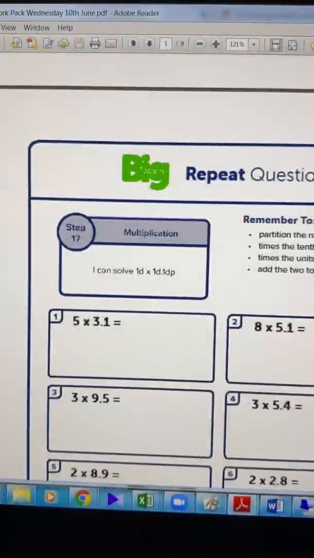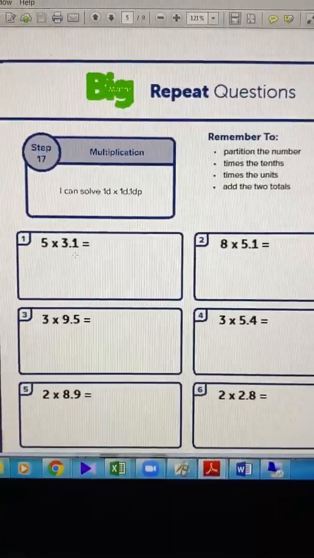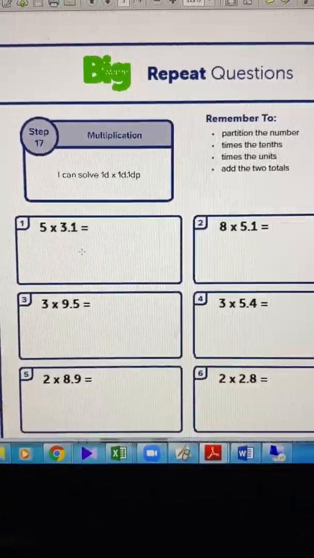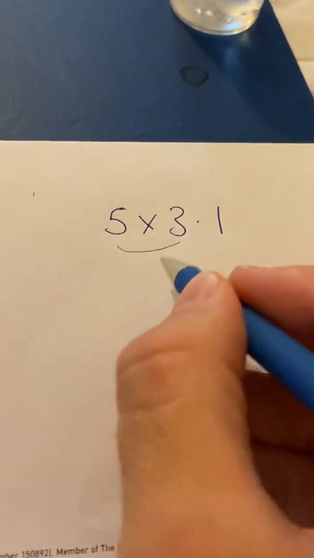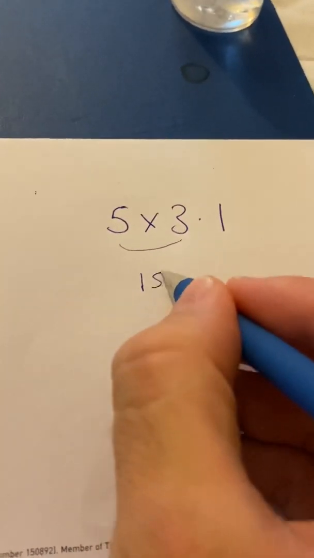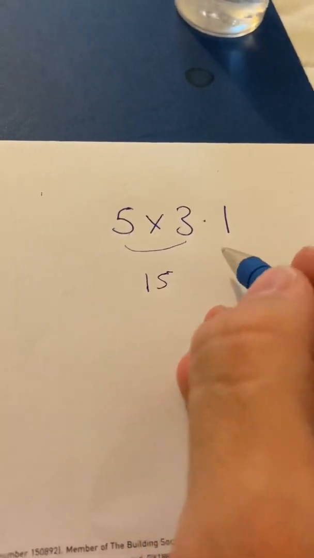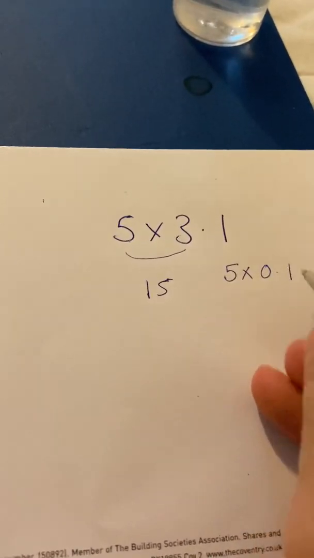The next one is multiplication. So this is simple smart multiplication, really. Let me show you what I'm talking about. 5 times 3.1. Okay, here it is. What I'm doing is I'm doing 5 lots of 3, which I know is 15, and I'm doing 5 lots of 0.1. So in my head I'm thinking 5 times 0.1.